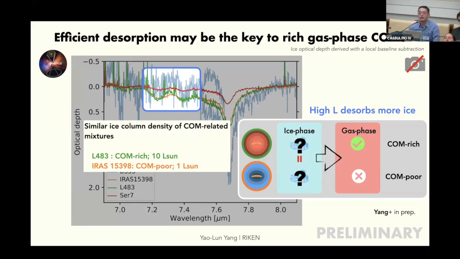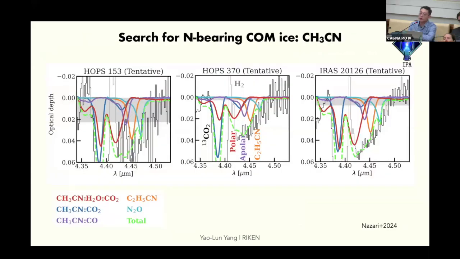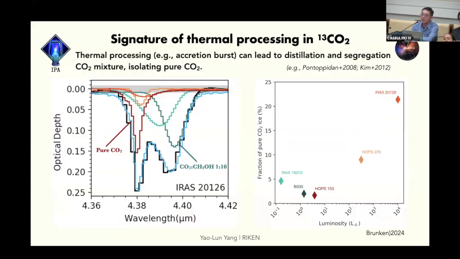So that just means that the fact that one source becomes COM-rich very likely means that it just has very high luminosity, and therefore we can sublimate more molecules into the gas phase, and therefore we see that. And it's also a search for a different flavor of complex organic molecule ice. So this is work by Nazari et al. They look into methyl cyanide ice, and it's a very tricky business with a lot of blending, but they're able to put out 3 tentative detections of these nitrogen-bearing molecules in ice.